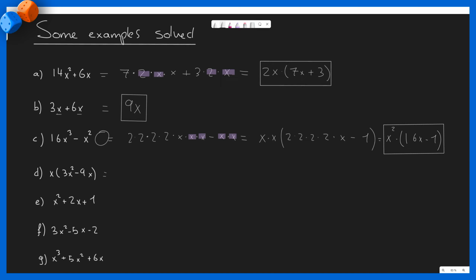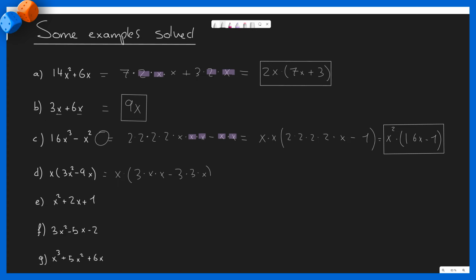The next one, we already have one factor out of the parentheses. This means we don't have to touch it. We will keep it as it is. X times, and now we will factorize the internal part of the parentheses. 3 times x minus 3 times 3 times x.